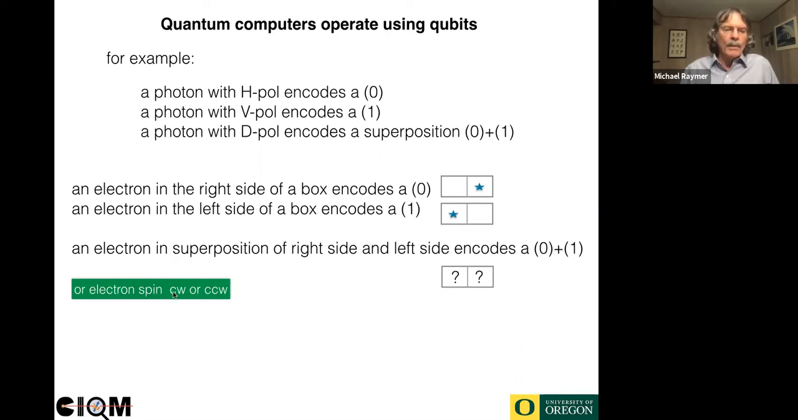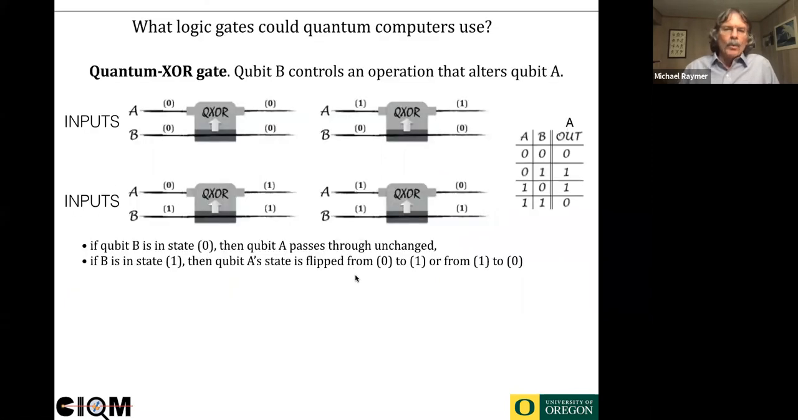Or you could use electron spin. It could be spinning counterclockwise or clockwise. And again, you could have the linear quantum superposition state. Okay. So the quantum computer uses what's called a quantum XOR gate.